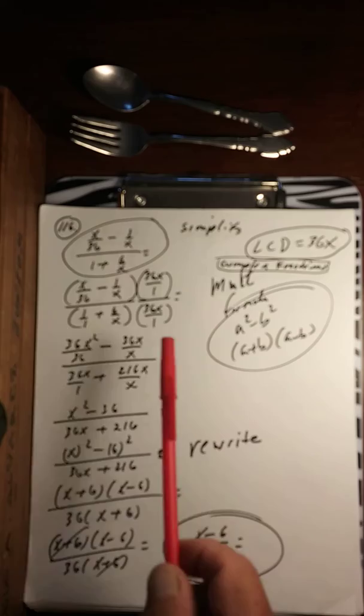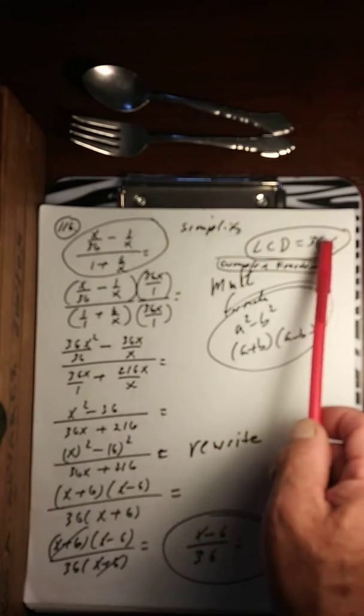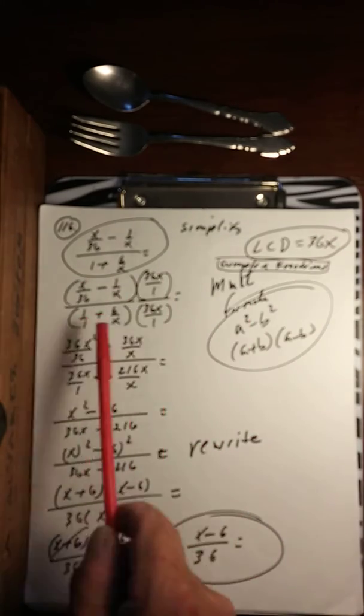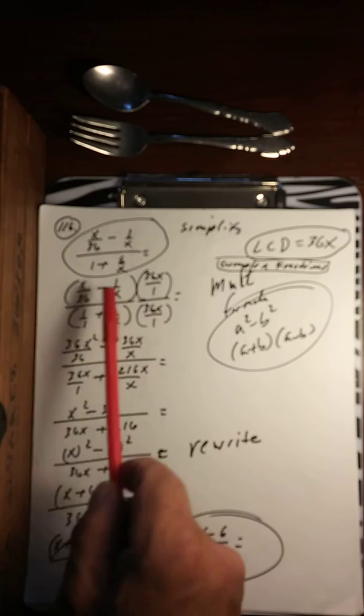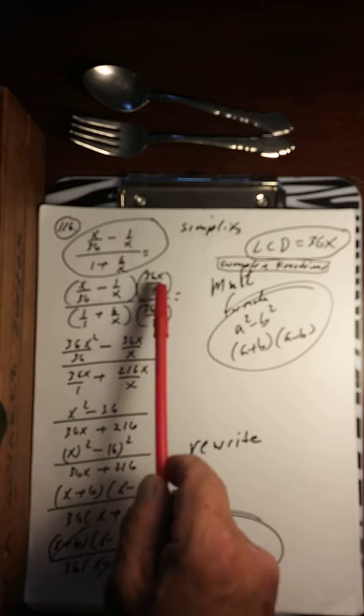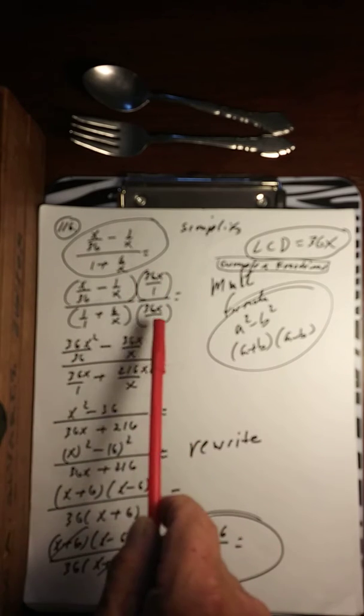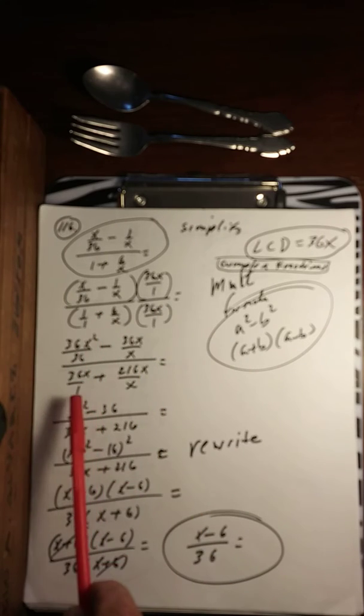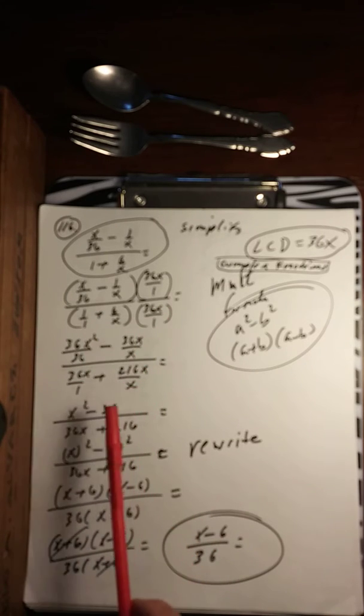More complex fractions. Multiply by the LCD, which is 36x, top and bottom, numerator and denominator. So 36x times that is 36x squared over 36. That times that is 36x over x. That times that is 36x over 1. That times that is 216 over x.